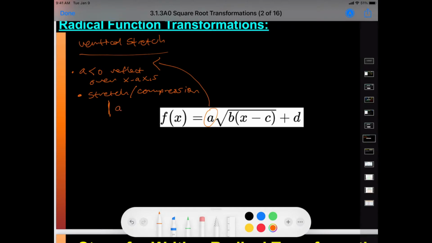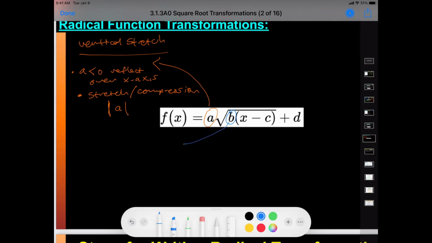The absolute value of A. So, let's go to B now.